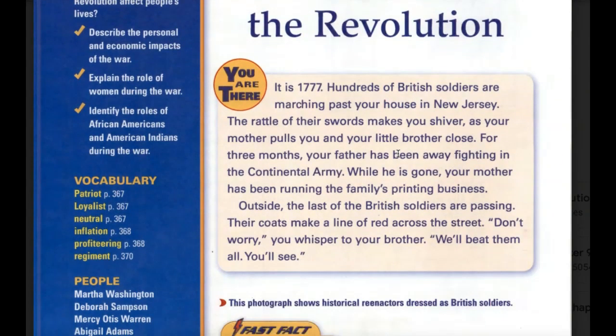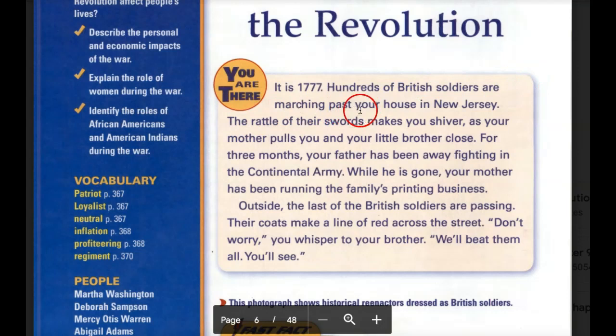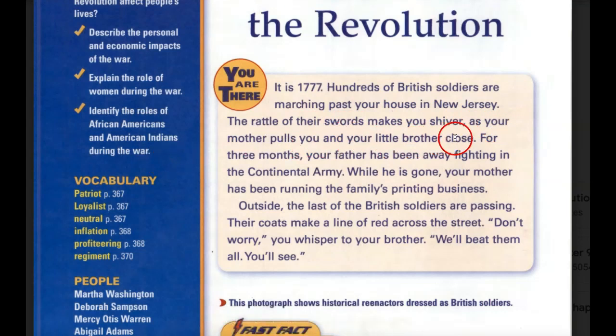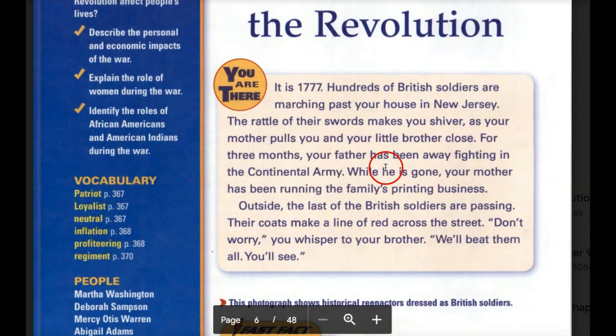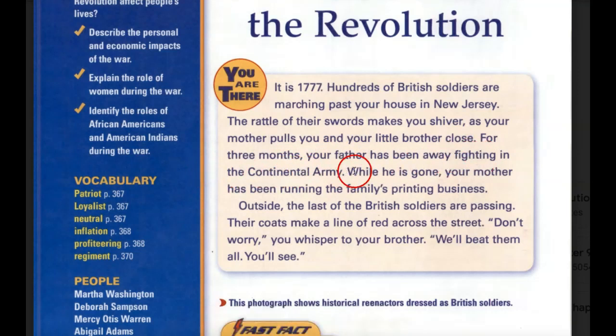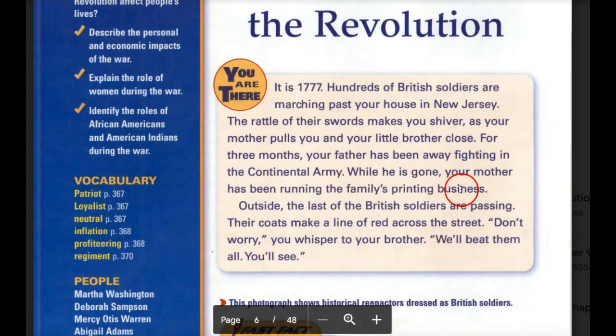You are there. It is 1777. Hundreds of British soldiers are marching past your house in New Jersey. The rattle of their swords makes you shiver as your mother pulls you and your little brother close. For 3 months, your father has been away fighting in the Continental Army. While he is gone, your mother has been running the family's printing business.